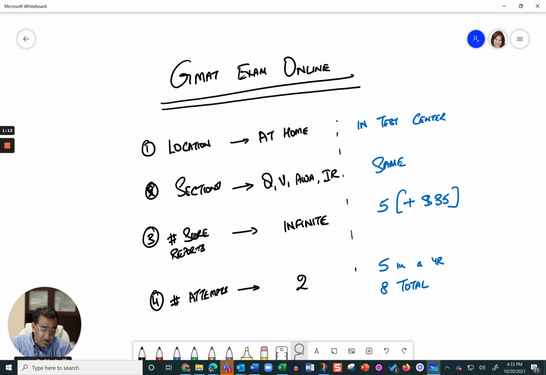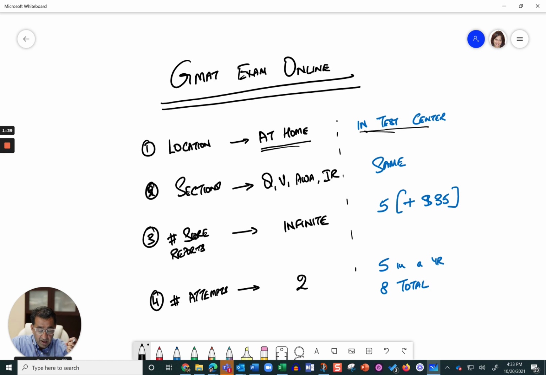When it comes to the GMAT Exam Online, this is a test you take at home, at the convenience of your house. You can use your own office space, set it up the way you want, and use your own machine to take it. Whereas a traditional GMAT is taken in the test center. Both these exams have the exact same sections: quant, verbal, AW, and IR. You can choose the section order. It's the same amount of time, the same number of breaks, and the same number of minutes in each break.